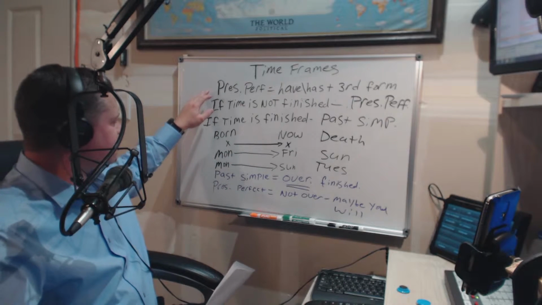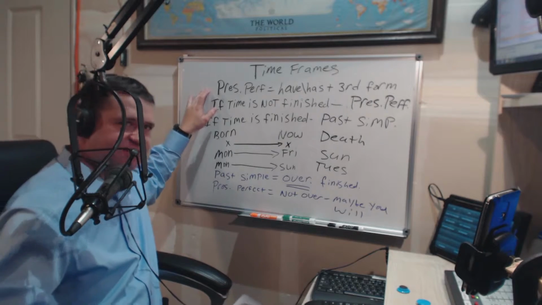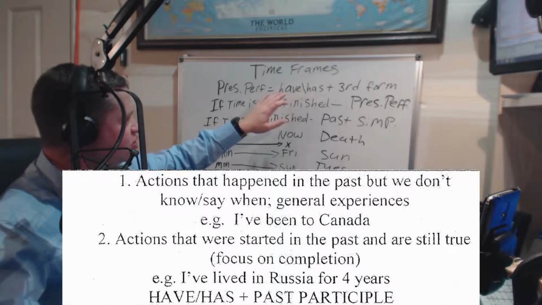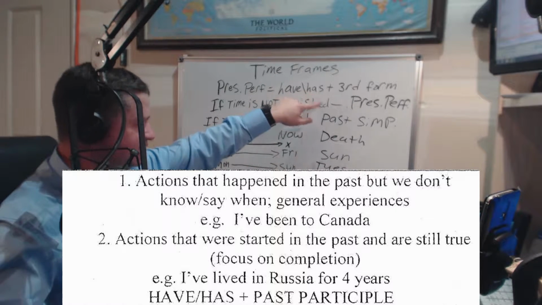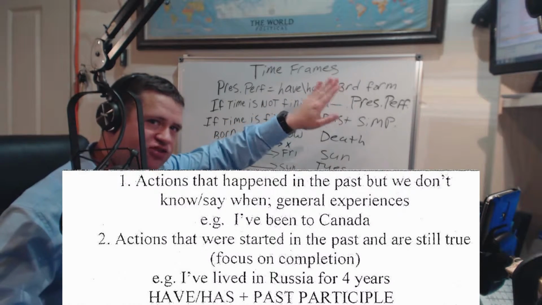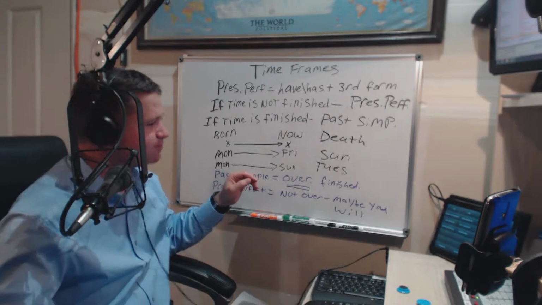So the other thing I wanted to talk about is how to construct a present perfect sentence. You're going to want to use either have or has. So, I have seen or he has seen, plus the third form of the verb or the past participle. All right, that's how you construct the present perfect.